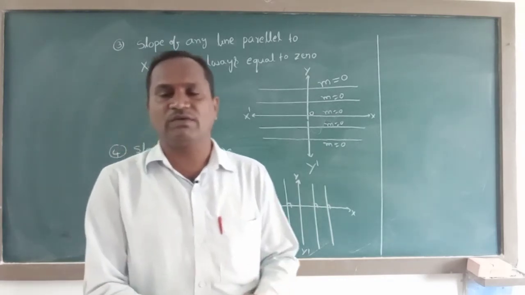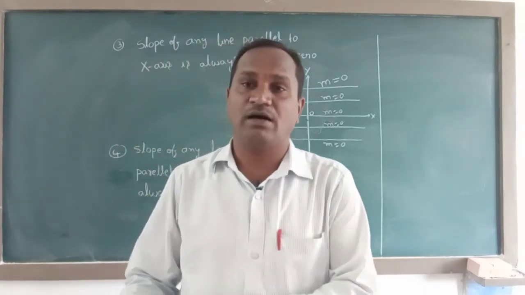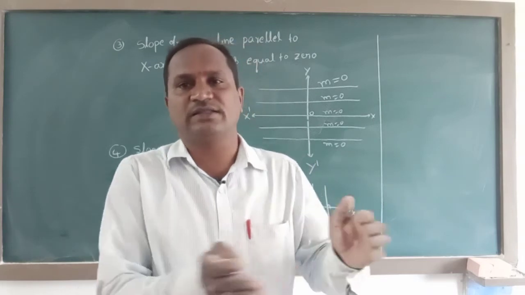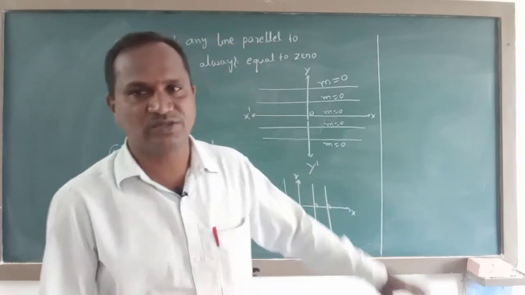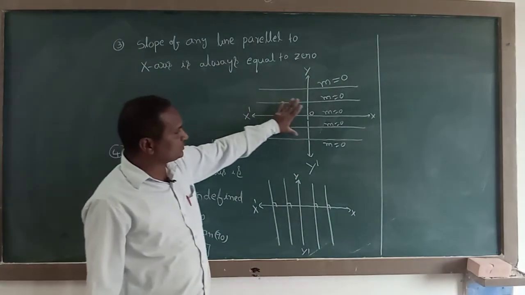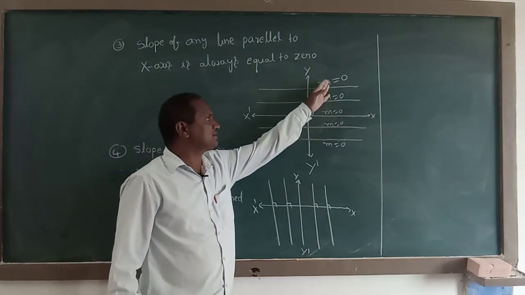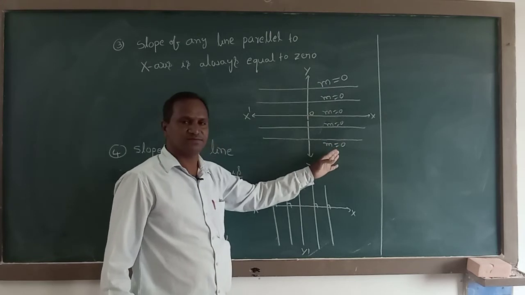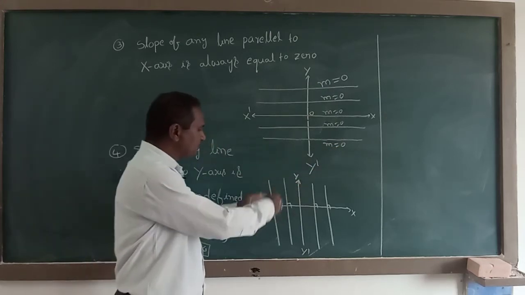When slopes are equal, lines are parallel. Or if lines are parallel, definitely then slopes are equal. Based on this condition, see here, all the lines are parallel to each other in this case, and their slopes are equal. Here also lines are parallel to each other.